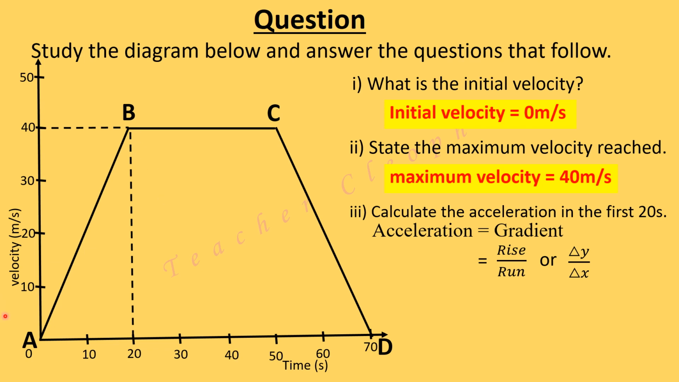What about the run or the change in x? The change in x is simply from 0 to 20, and this gives us 20 seconds. Therefore, we substitute the rise with 40 and the run with 20, and our value simplifies to 2. Then the unit is meters per square second. That is the acceleration in the first 20 seconds.